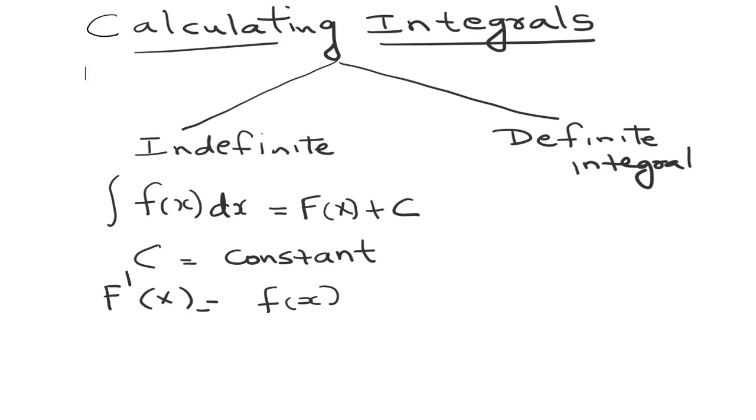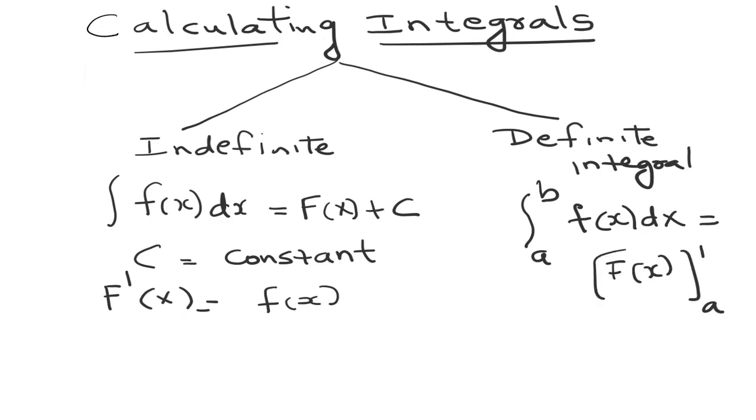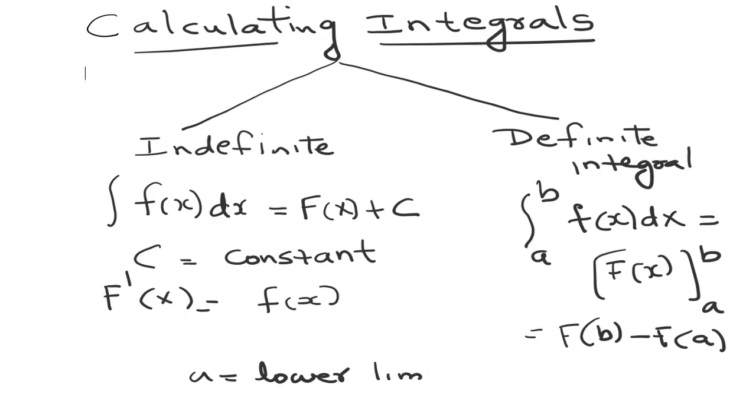Now in a definite integral, it will be like integral a to b f of x dx. That means f of x within the limit from a to b is equal to F of b minus F of a. Now what is this a to b here? a will be the lower limit and b will be the upper limit. So first apply the upper limit, then subtract the lower limit.